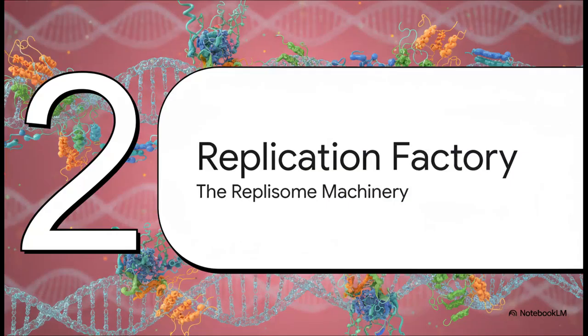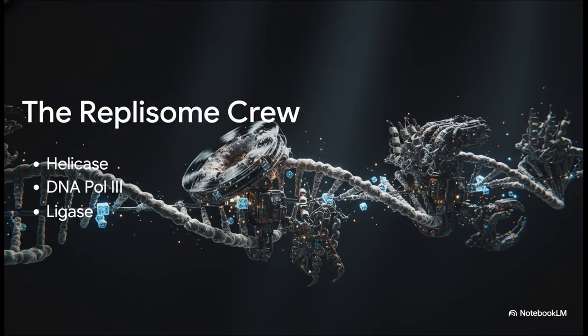Moving on to Section 2, the replication factory. Let's look at the replisome machinery. And this brilliantly illustrates what we call the replisome. Think of this as a massive assembly line made up of over 20 specific enzymes and proteins working in absolutely perfect coordination. They're your factory crew.